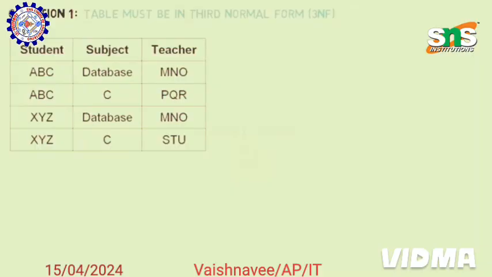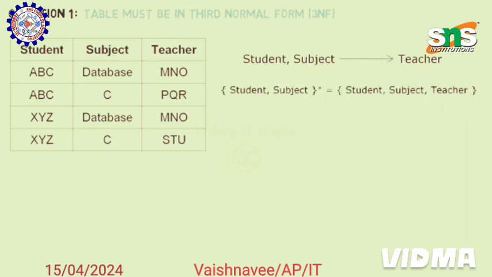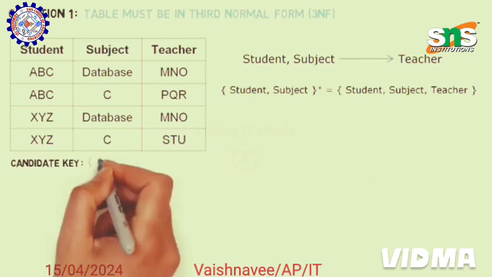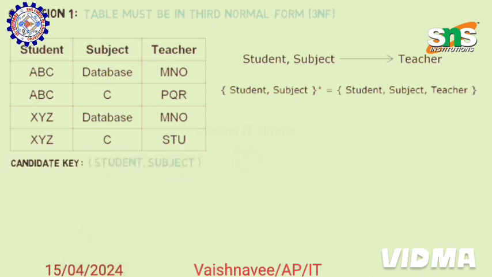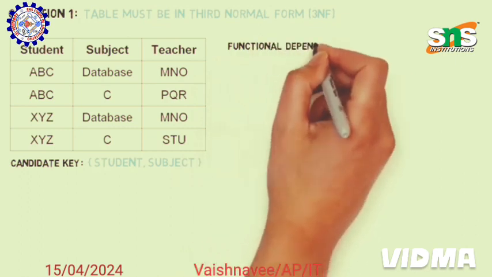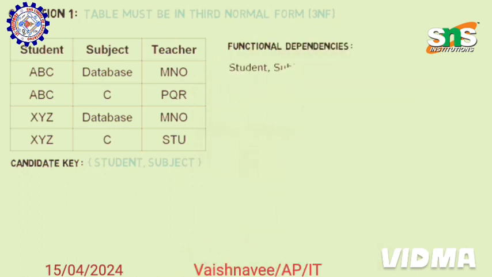Let us try with a simple example and understand the first condition. We need to check if the table is in third normal form. So let us consider this table as an example. In this table, no single attribute can identify a complete tuple, so the candidate key needs to be a combination. Using student and subject combined, we can determine the teacher, so we can get the complete tuple. It is a candidate key.